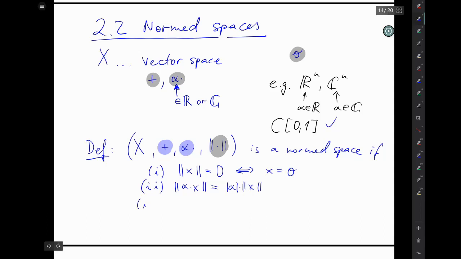And the third property now is about compatibility with addition, and that says that the norm of x plus y, so now you're adding two vectors, has something to do with the norm of x plus the norm of y, and this is something that we've seen before. Okay, and we are not expecting equality here, but rather we're expecting an inequality in this direction.